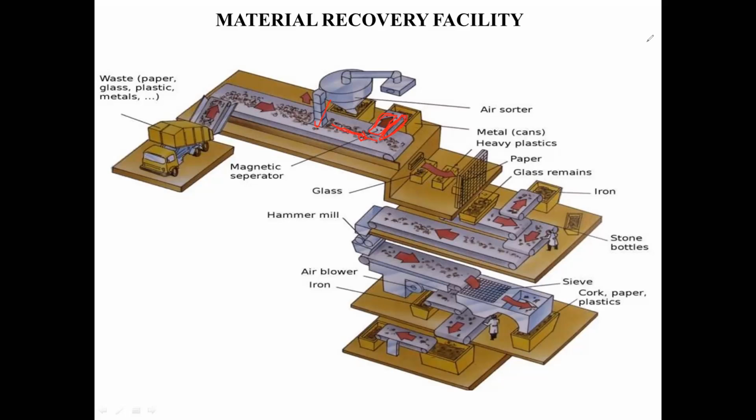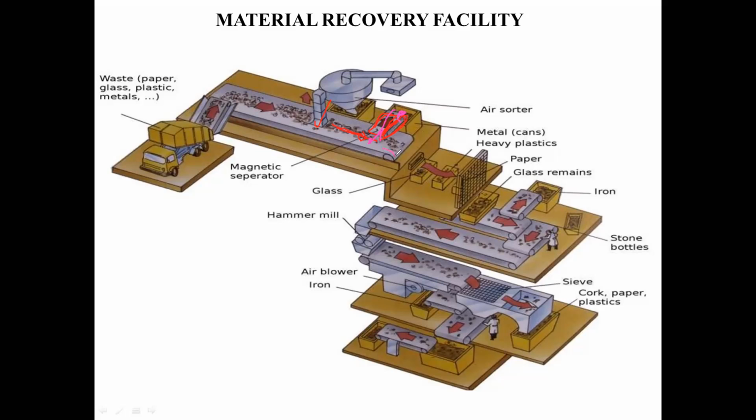Let us say there is a metal or an iron piece. Because of the magnetic property, it is going to be attached to this belt. It travels over here, and it is thrown at this point. At this point, the magnetic attraction is decreased, hence they are going to be dropped over here.